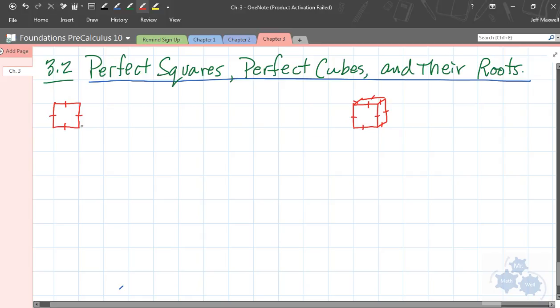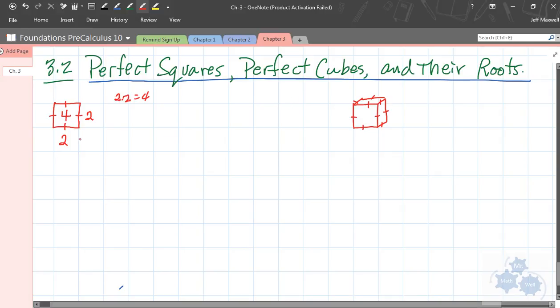Now, what do we know about this square? Well, let's say this is 2 units wide. That would make this side 2 units as well, okay? In a square, all the sides are the same. So the dimensions, length and width, would be identical. What's the area for this square? 4, right? So 2 times 2 equals 4.